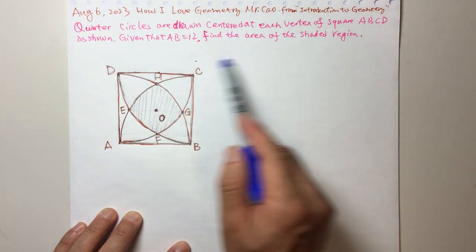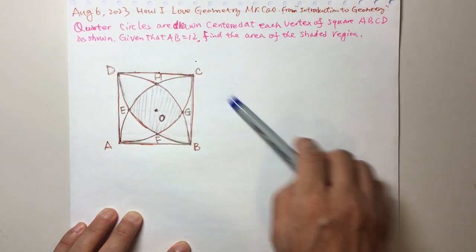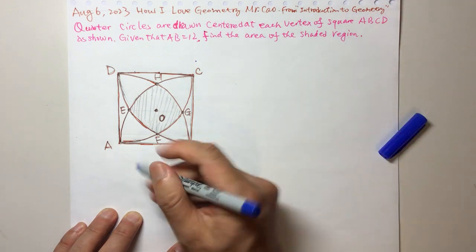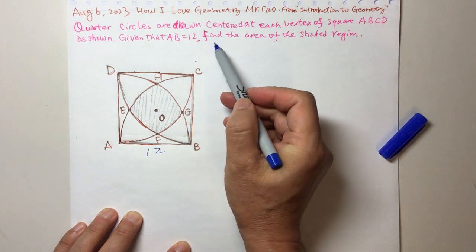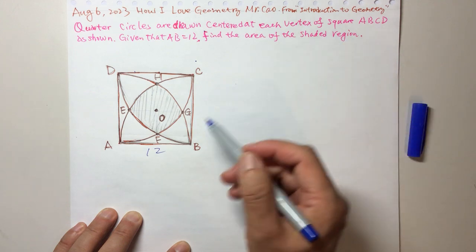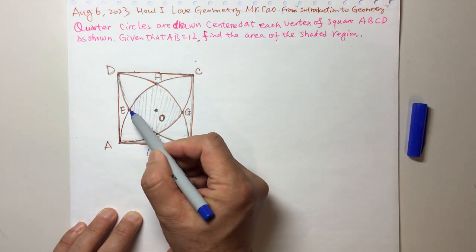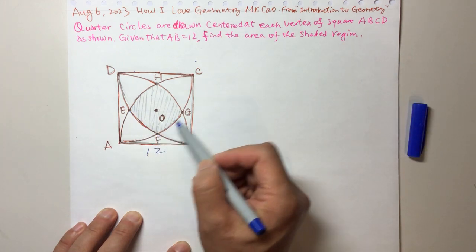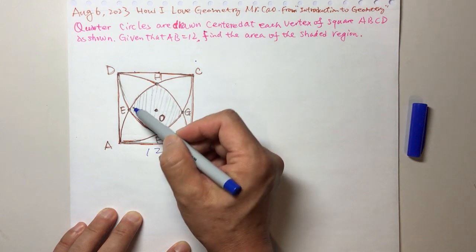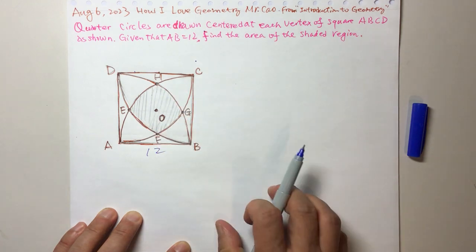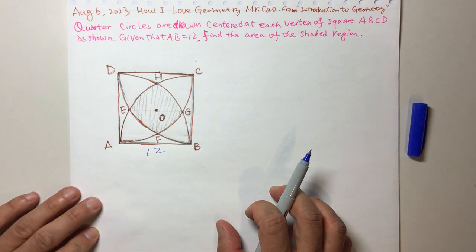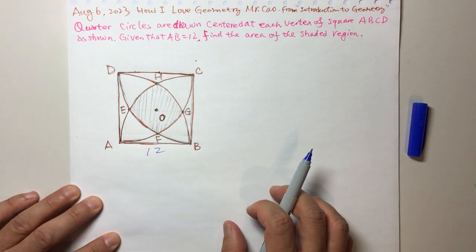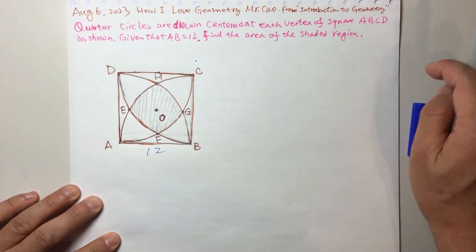So let us go, given that AB is 12. Find the area of the shaded region. The shaded region is bounded by the intersection points E, F, G, H. So it is not a regular shape. It's a little hard, right? Looks a little complicated.